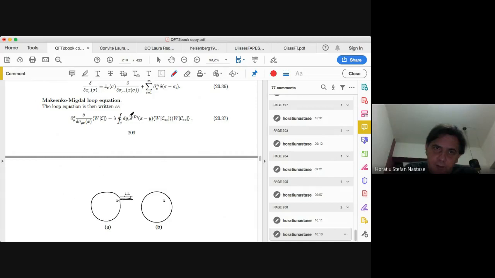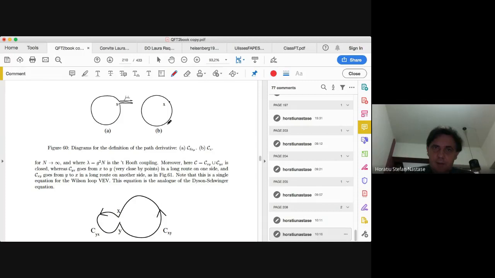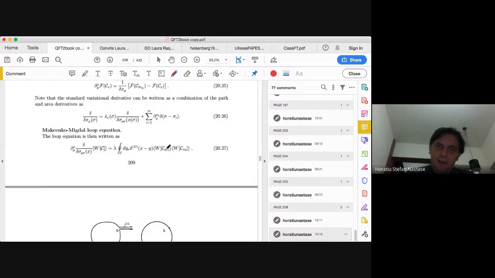so y_ν. Note here on the left, I still have an index ν left because this is variation in direction μ, this is variation in directions μ and ν. Then here is the integral dy_ν, delta of x minus y, times the product of the waves of the loops C_yx and C_xy.